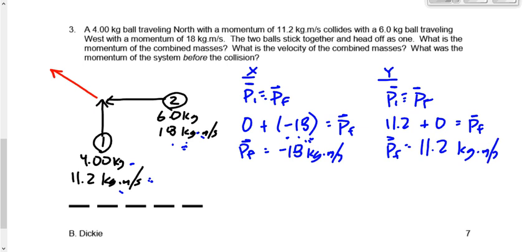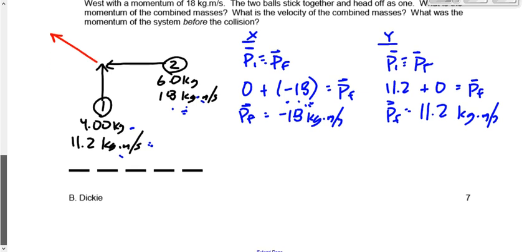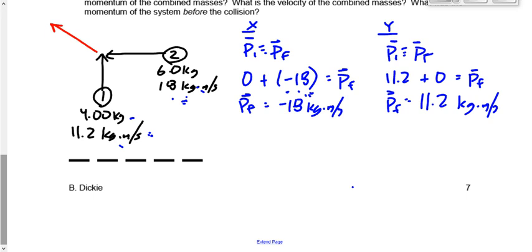So what are we saying here? Look, the initial momentum of this system, X component, there's only one, it was 18. What's the final momentum X component? 18. The initial momentum Y component was, well, there's only one with a Y component. It was 11.2. What's the final Y component? 11.2. Same as the initial was, right? Let's combine these. I get 18 this way, and I get 11.2 this way.